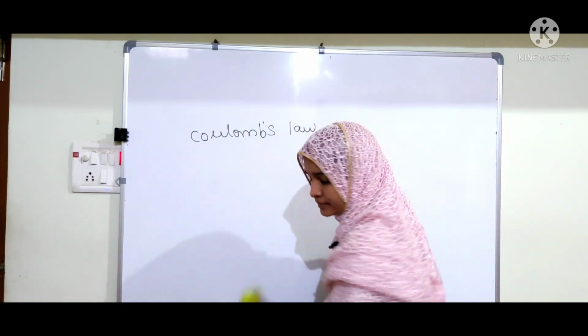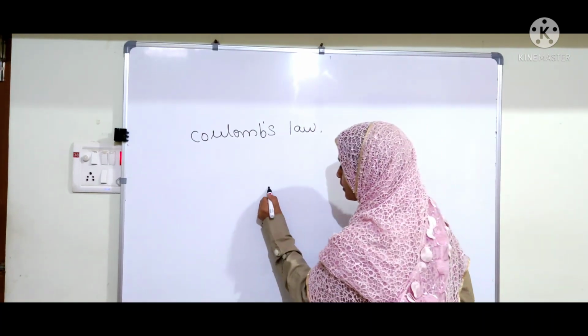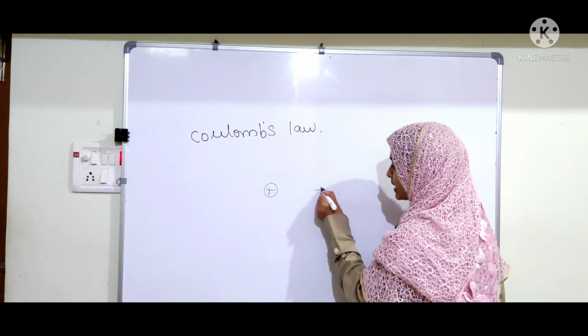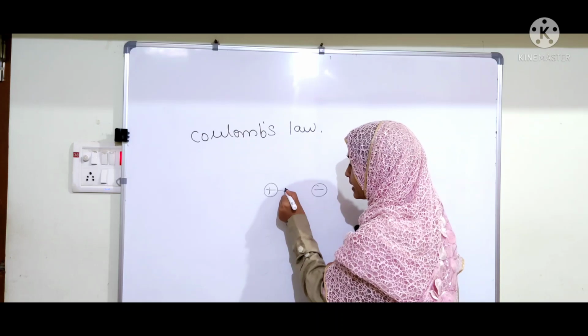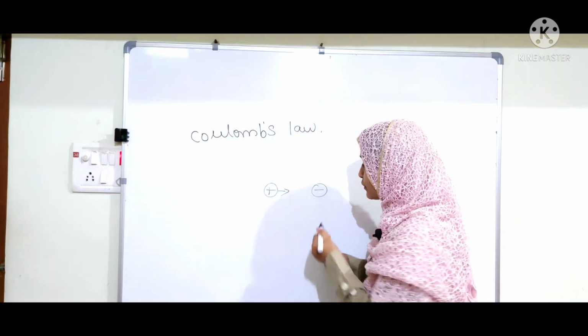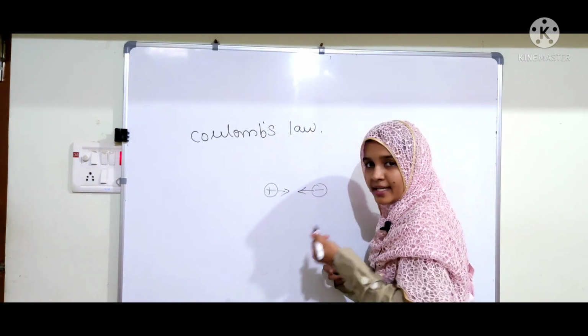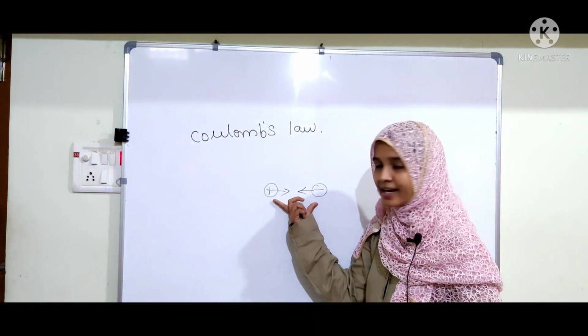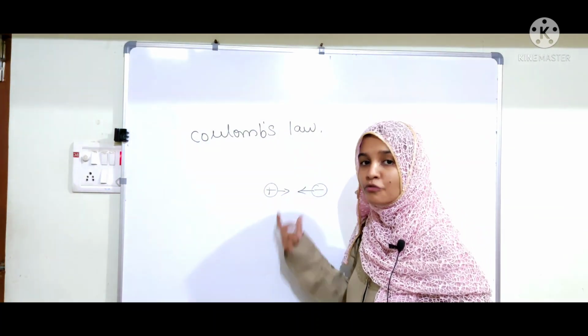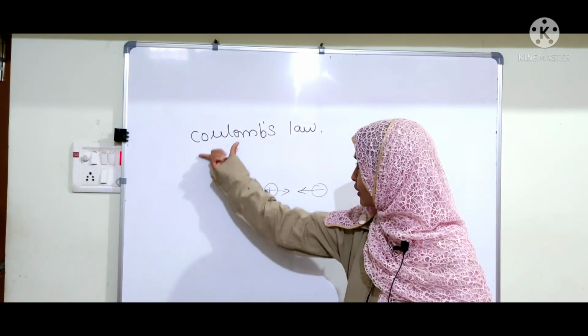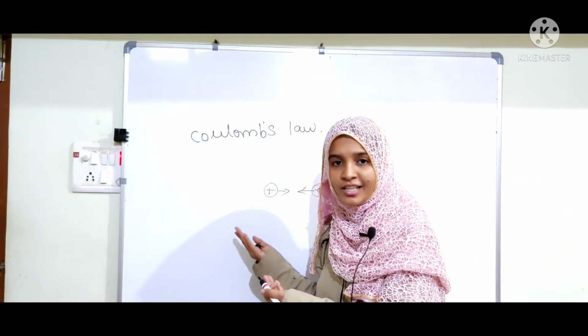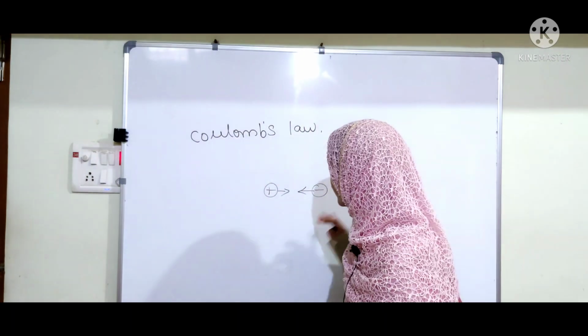Here you can see one positive charge and one negative charge which are attracting each other. They are showing the direction of force. They are attracting towards each other. Since they are showing the direction of force, what about the magnitude? Here I have Coulomb's law to learn about all these things. Let's move into the statement.